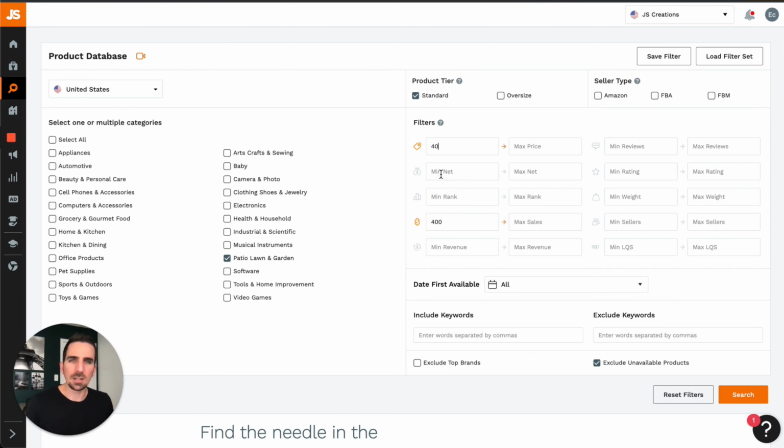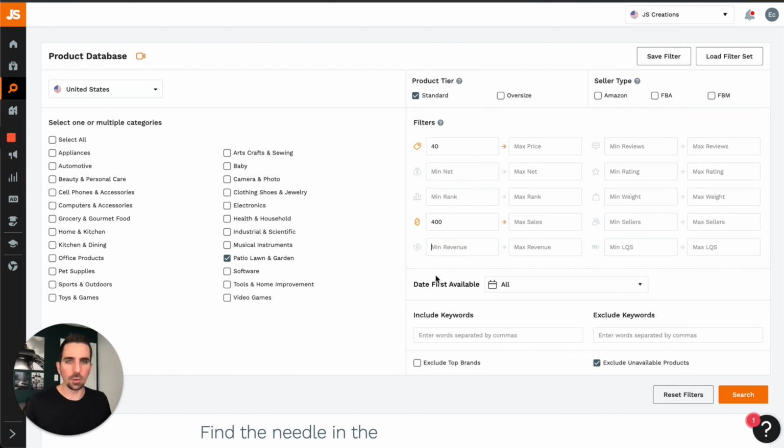I don't usually look too much at the net because there are so many other costs that go into running an Amazon business outside of Amazon that calculating the net profit on Amazon using Jungle Scout is always really just a ballpark figure. So when you're starting your product research, do not even bother with that. I also don't worry too much about the sales rank because again, at the beginning, we're just trying to get some ideas and then we'll dive into them more.